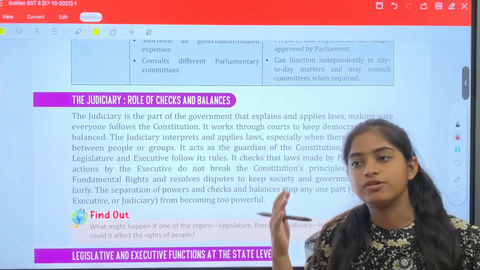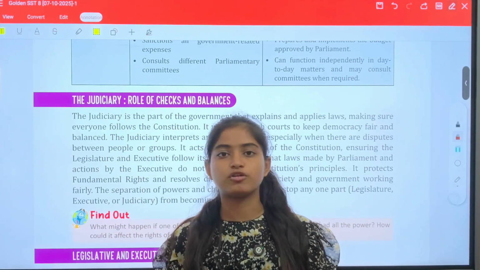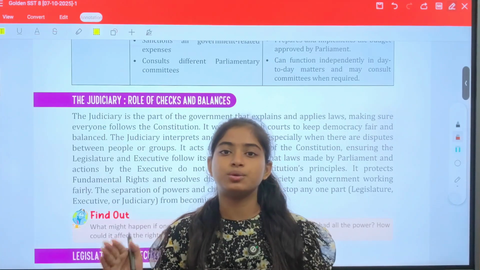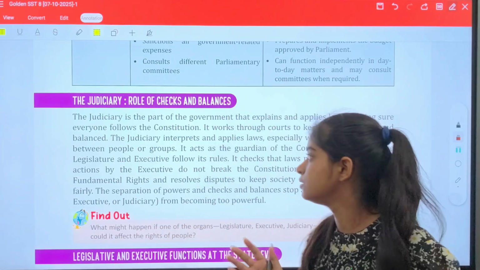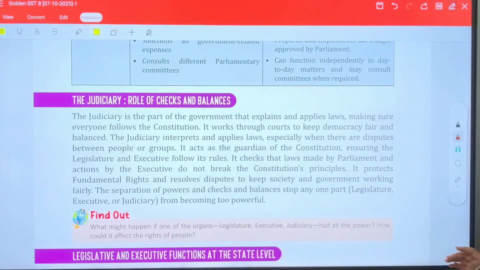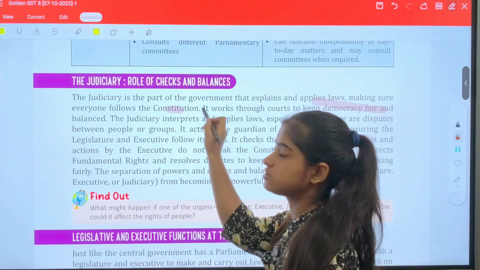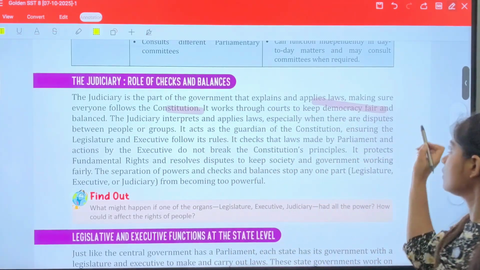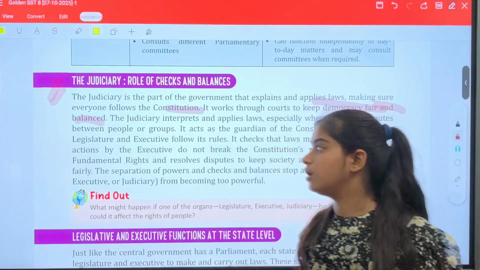Next we have the judiciary. Now we have studied the legislative, who make the laws, and the executive, who implement the laws, if I say it in a broad way, and now we have the judiciary, who check whether the laws are fair for the citizens of the country or not. So the judiciary is the part of the government that explains and applies laws, making sure everyone follows the constitution. Okay. So there is a check and balance system which is checked by the judiciary organ.